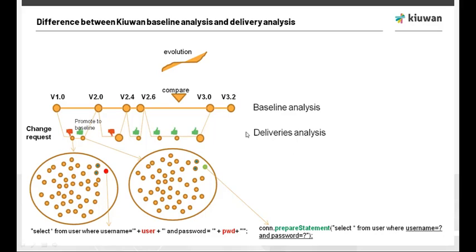If we are talking about deliveries analysis, we will see that there are partial analysis and complete analysis. And it depends on the size of what we are analyzing. If we are analyzing just a small part of the application, as in the example 3 files, then we consider that as a partial analysis. But if we are analyzing the full application again, we call it complete delivery analysis.